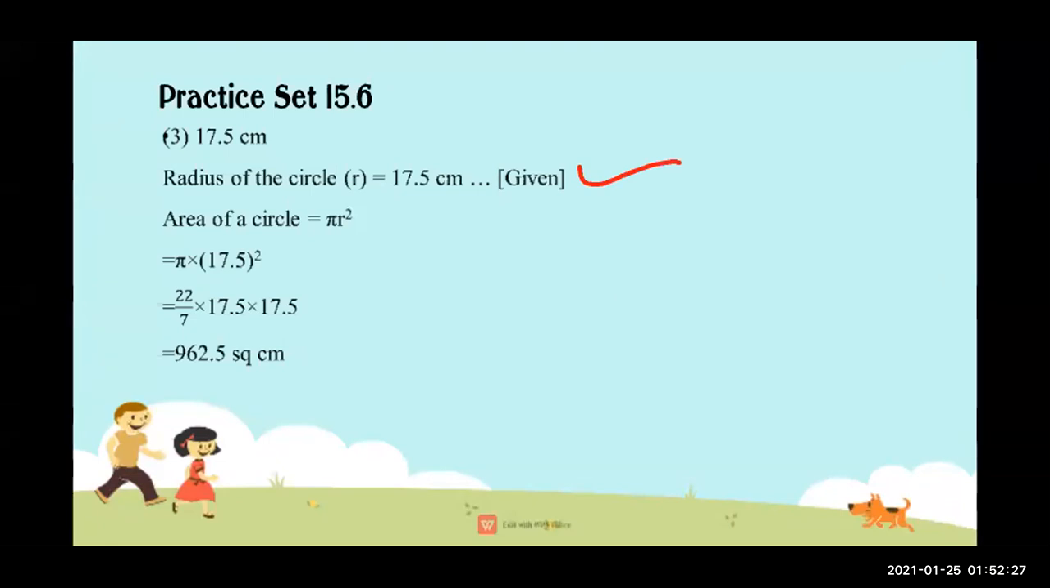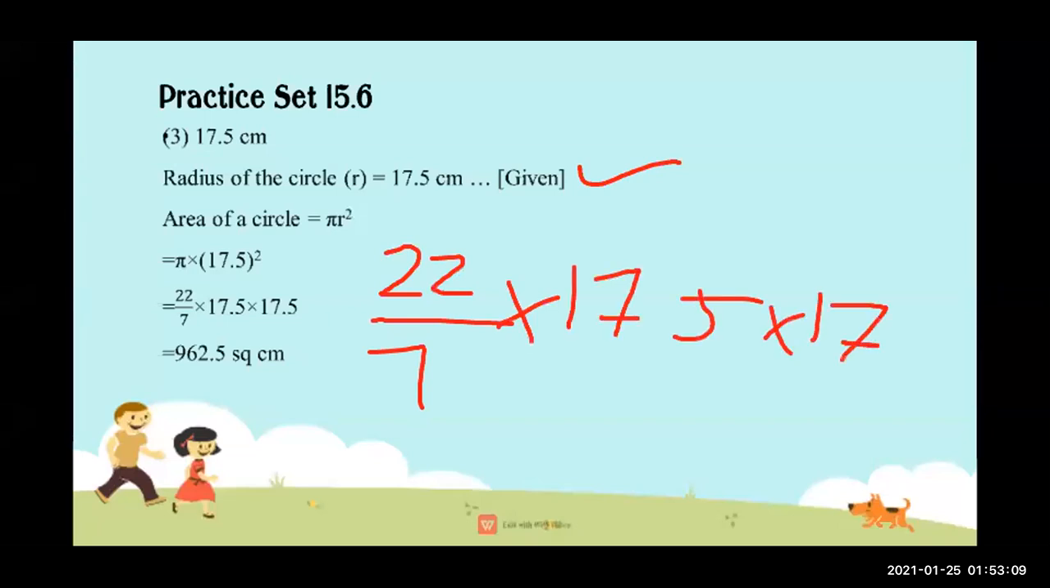Now, area of a circle is what? Area of a circle is pi r square. Here the value of pi is 22 upon 7, or else you can take 3.14 also. It is your choice whether you take the value of pi as 22 upon 7 or 3.14. I have taken the value of pi as 22 upon 7, multiplied by r, which is 17.5, multiplied by 17.5. So you can see here, 22 upon 7 multiply by 17.5 multiply by 17.5.